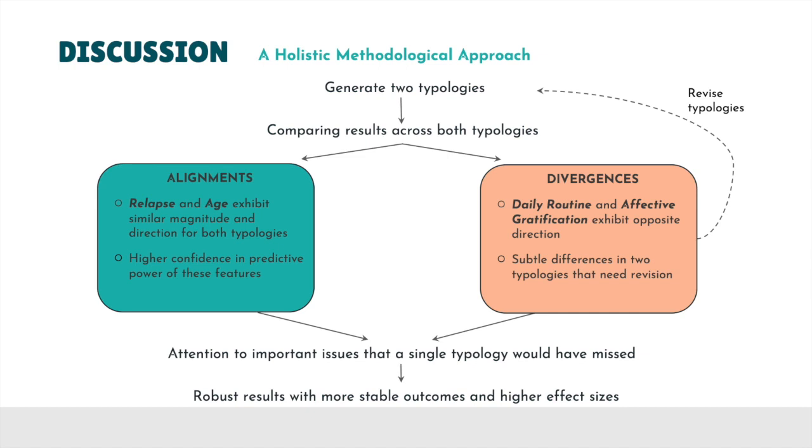The main goal of our study is to offer a holistic methodological approach for typology generation, which can reveal insights that might be missed if a single a priori typology were chosen. We generate 2 separate typologies through different statistical means, train models to predict those classes, and compare the results. When features have similar significant effects, as with relapse and age in our study, it can increase our confidence in the predictive power of those features. When the models do not agree with each other, it can suggest subtle differences in the typologies that need revision, or add skepticism to those features' significance due to their lack of stability. This process of inspection can help to further refine our typologies, potentially leading to more robust results with more stable outcomes and higher effect sizes.